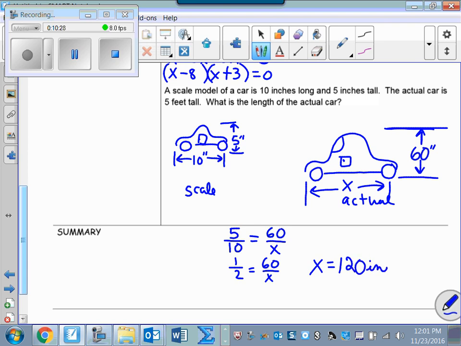So if I wanted to change that to feet, which is probably what I want to do since they gave me the actual car measurement in feet, then I'm going to say x is 10 feet. And that is the length, 10 feet long.